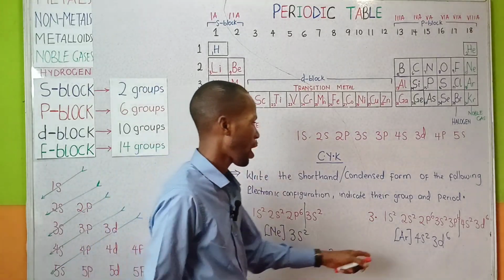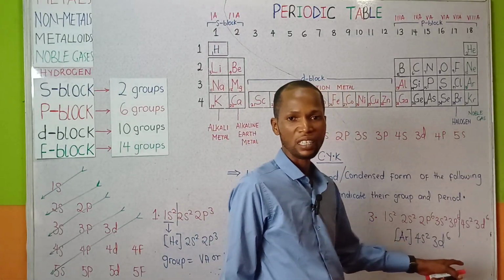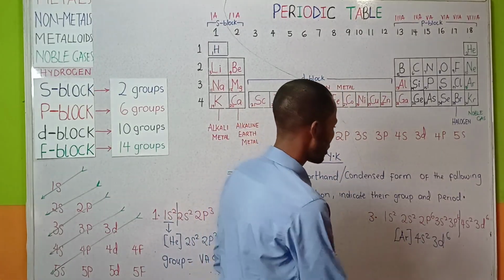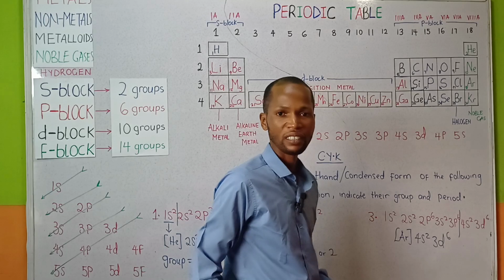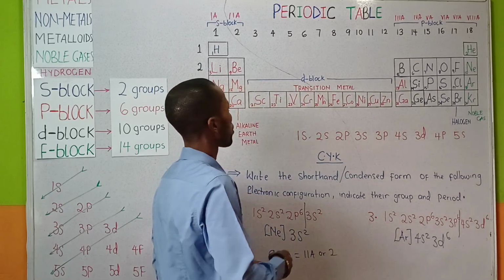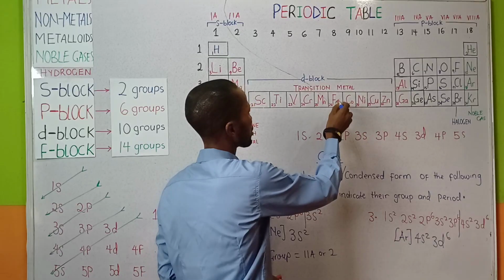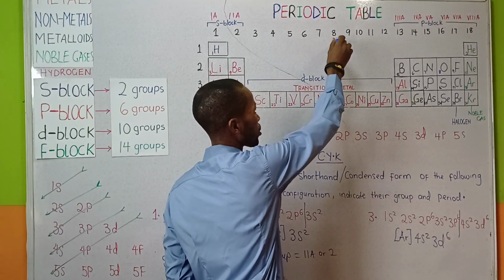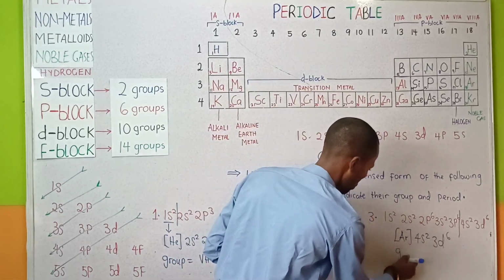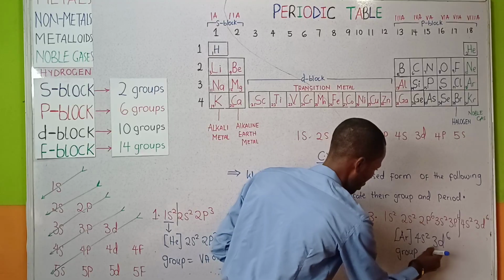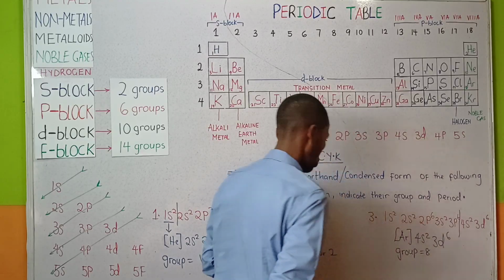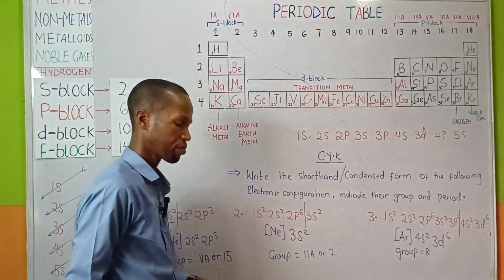Why this ends in the D block, and the exponent is 6. So we go to D block. 1, 2, 3, 4, 5, 6. The sixth element has group what? Group 8. So the group right here is what? Group 8. Is that taken?